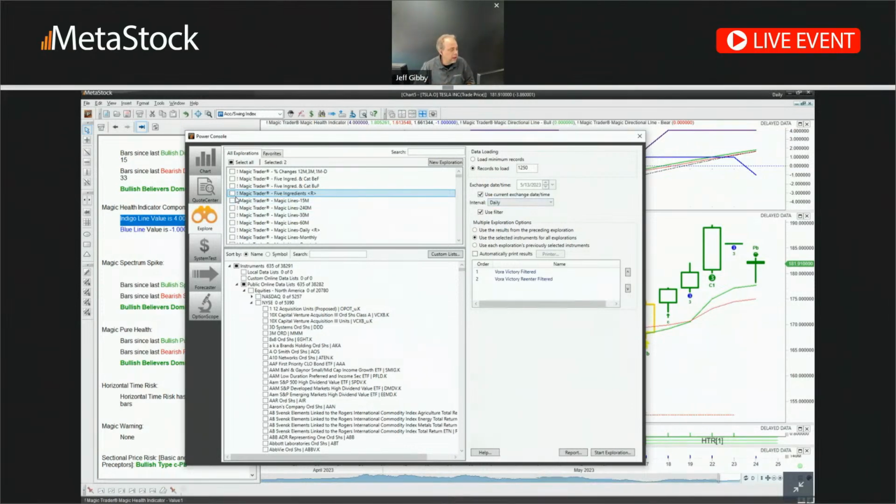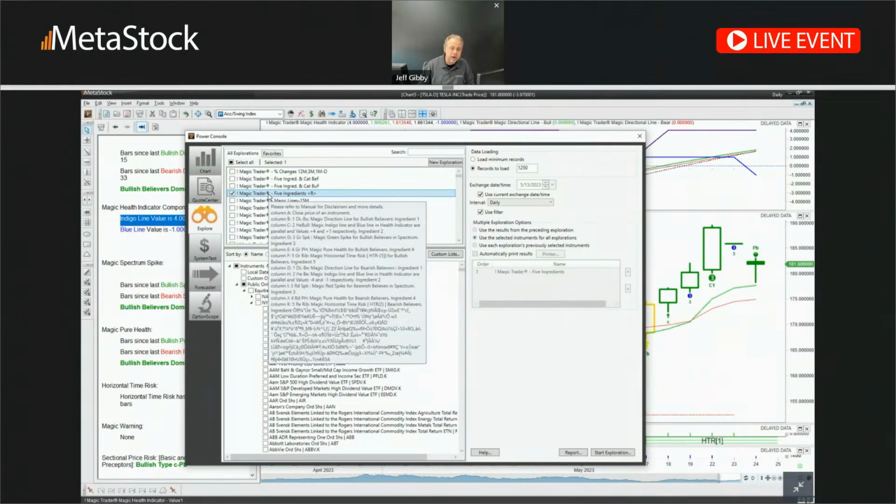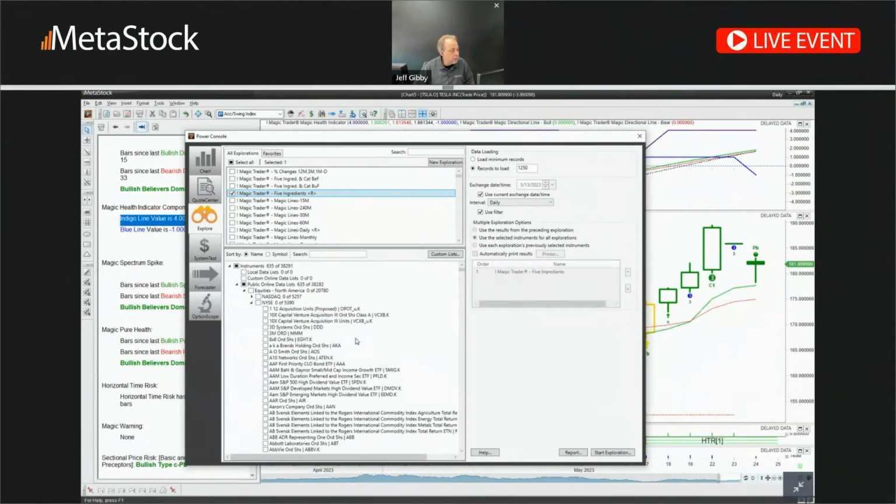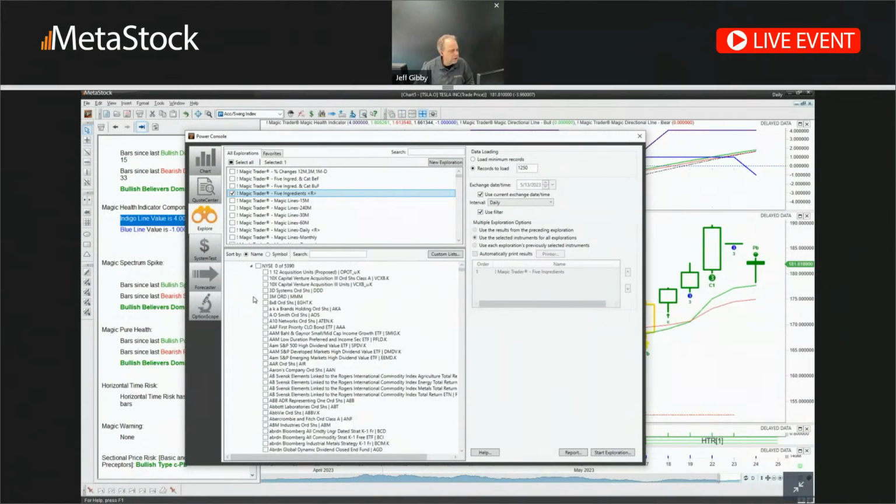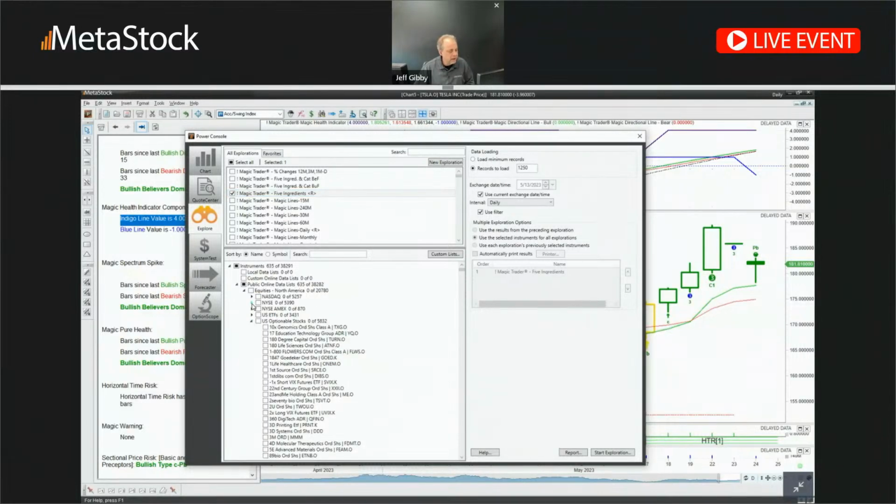Actually, I had to make a small change here. I'm going to unselect all of them. I can run this exploration against the 5 ingredients. I can go to the public list. It's got S&P 500, NASDAQ, and S&P 100, I believe, selected in here. So if I run them against those lists, I can just run a scan.